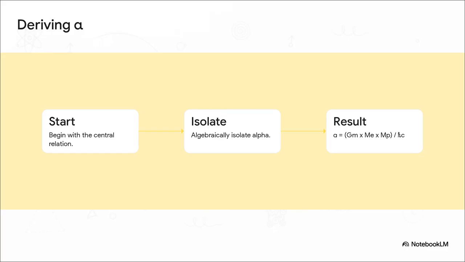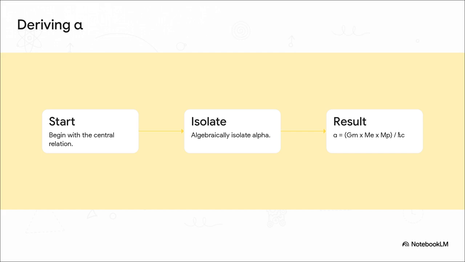The author provides several mathematical proofs, he calls them theorems, to demonstrate the model in action. Take deriving the fine structure constant, alpha, for example. It's super elegant. Step 1, you just start with that central relation we just looked at. Step 2, you use some basic algebra to isolate alpha on one side of the equation. And boom, step 3, you get your result.